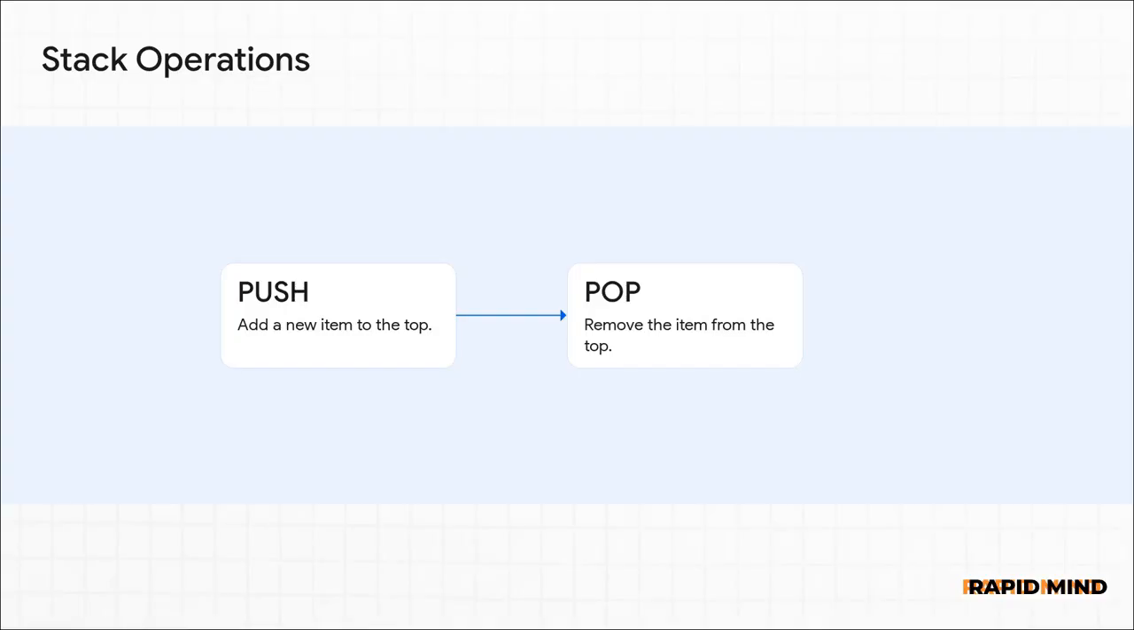Now, programmers have special names for these two actions. When you add an item to the top of the stack, it's called a push. And when you remove that top item, it's called a pop. That's really it, push and pop. So simple, but incredibly useful.